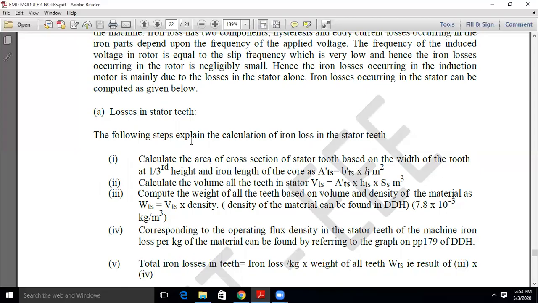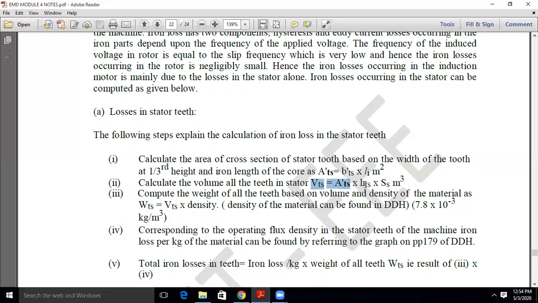So we need to calculate the area of cross section of the stator tooth based on the width of the tooth at 1/3 height and the iron length of the core. This ATS dash is the multiplication of BTS dash into Li. Then we need to calculate the volume of all the teeth in the stator, that is VTS. Once you calculate ATS, you can calculate VTS by taking ATS into HTS.